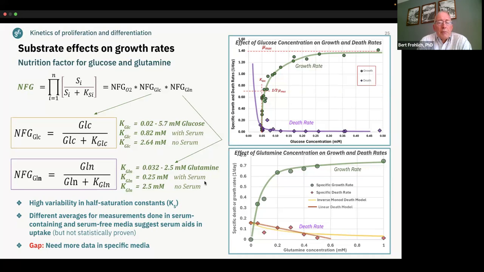We saw the same situation for glutamine. Again, variable and some separation, but we can't really say that those are statistically significant observations, because there's so little data available in serum-free media that we really couldn't say that for sure. But it's certainly reasonable to think that serum may have an effect on cells in terms of enabling them to take up substrates at lower concentrations. So that's a gap, and there's some more information required there.